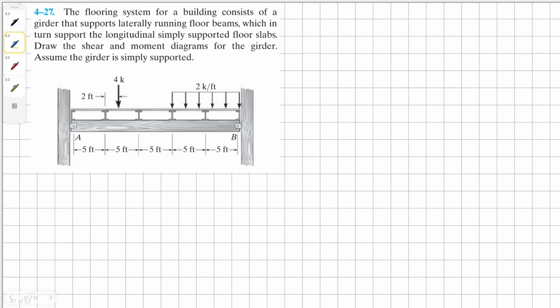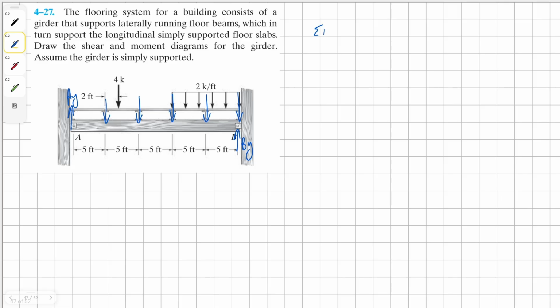Okay, so this means this girder is going to have a load here, here, then one load here, here, and another load here. And then it's also going to have one AY and one BY. Let's find AY and BY first because it's easier.